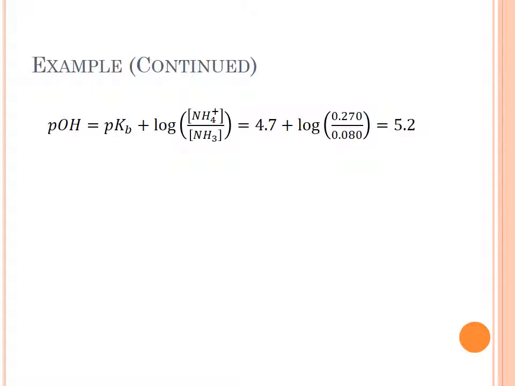So running that through Henderson-Hasselbalch for the ammonia, just like we did before, pOH equals pKb plus the log of the ammonium ion divided by the ammonia concentration, or 4.7 plus the log of 0.270 divided by 0.080, which is a pOH of 5.2. So the pH is 14 minus 5.2, or 8.8. So it went down from 8.9 to 8.8, so 1/10 of a pH unit difference.